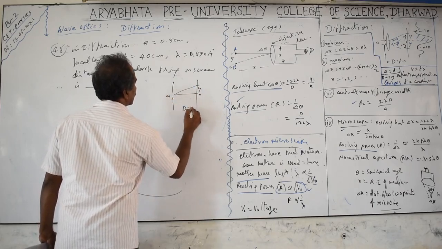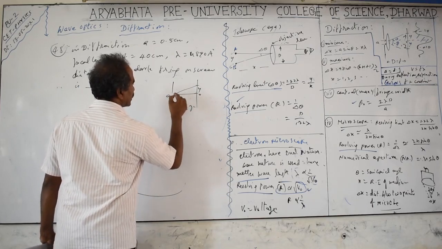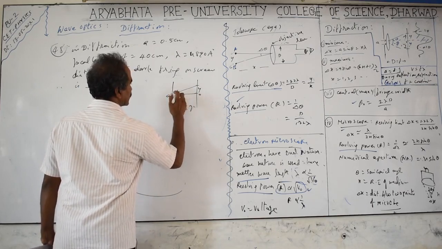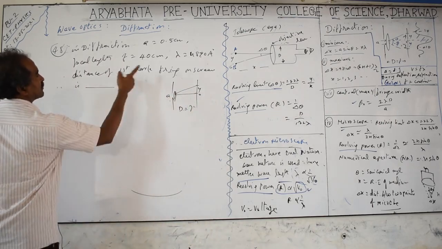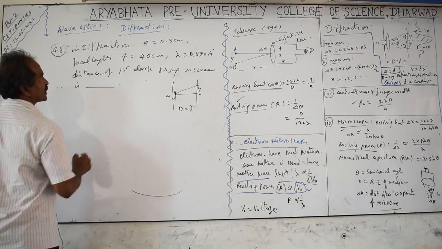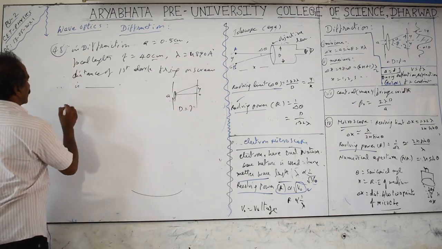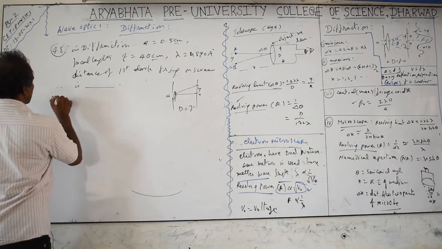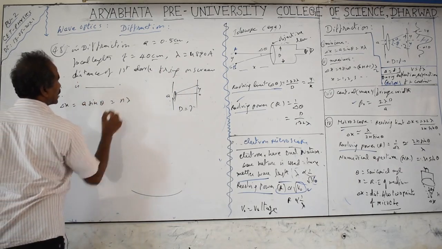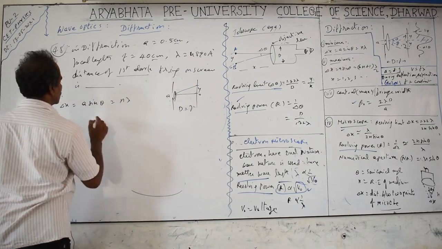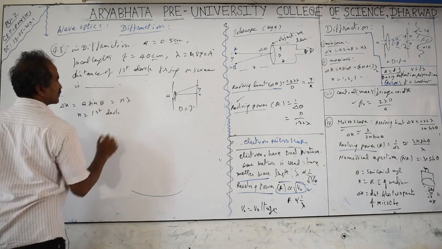D is equal to f. I am not drawing the lens here, but there is a lens. Convert everything into the SI system, SI units: centimeters, angstroms. So path difference: a sin theta equals n lambda. You are asked for the first dark, so n equals 1, the first minima.